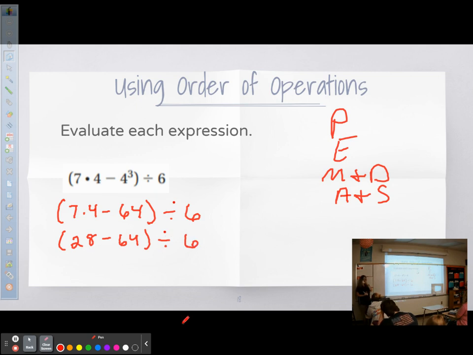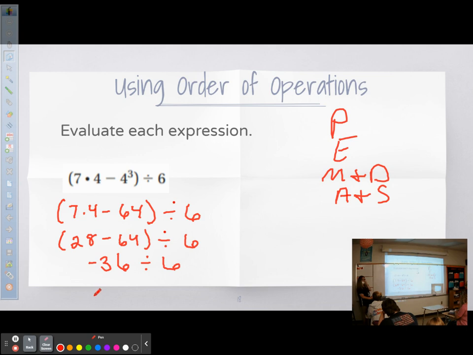Now, Alexis, what would I do next? You're going to subtract 64 from 28, so you're going to do 28 minus 64. Alexis, what's 28 minus 64? 36. Negative 36? The 28 is in front of the 64. Yeah, so you do 28 minus 64.